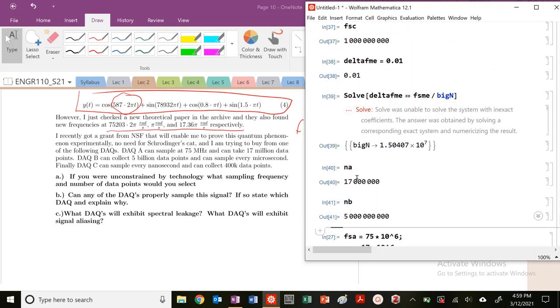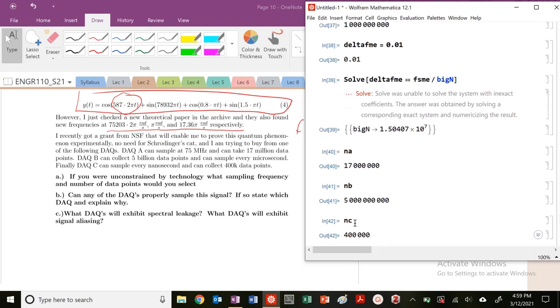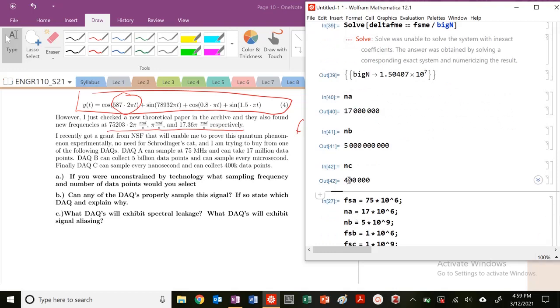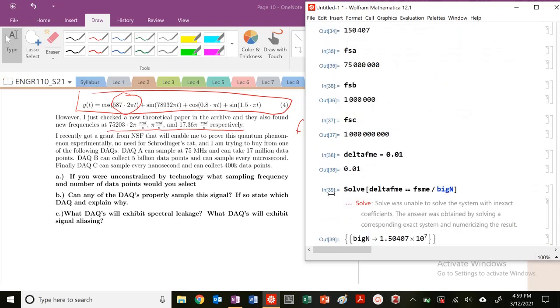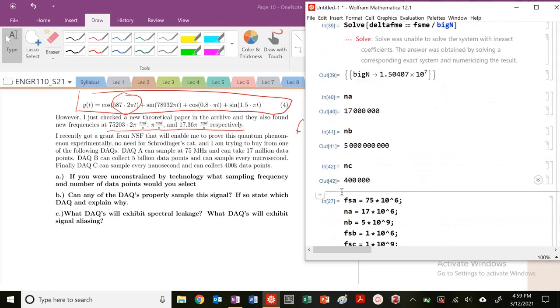What about B? B will also work. So times 10 to 9, this is times 10 to 9. What about NC? NC is the only one that does not work. So NA works, NB works, but NC does not work.